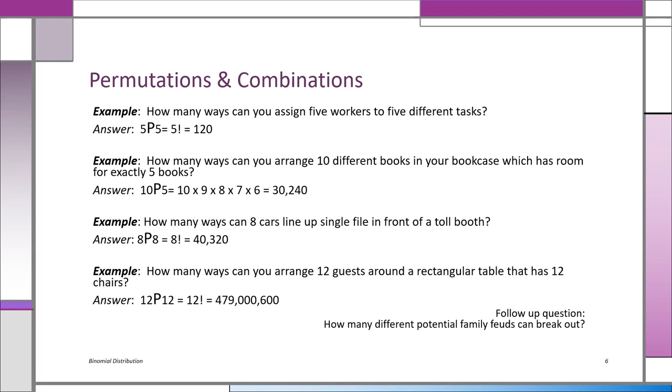So it's 8 permutation 8, because there are 8 spaces and there are 8 cars, which is 8 factorial, which is 40,320. The fourth example: How many ways can you arrange 12 guests around a table that has 12 chairs?